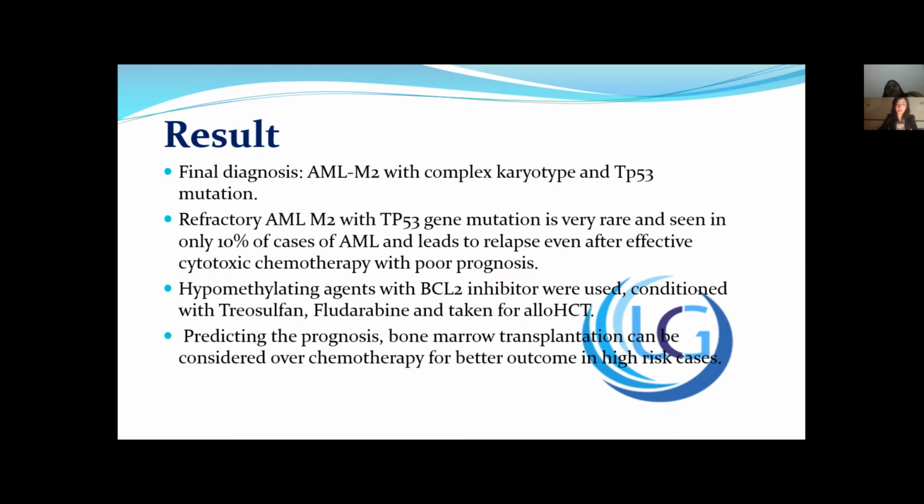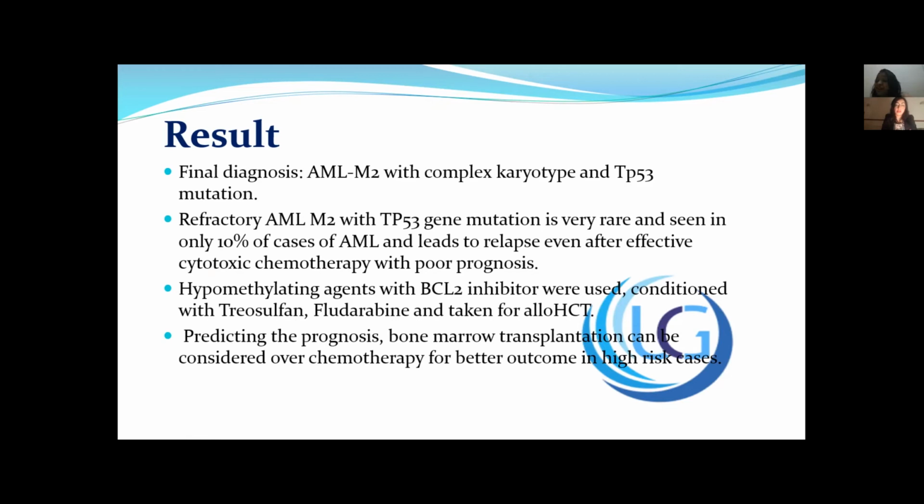Coming to the result, the final diagnosis is AML M2 with complex karyotype and TP53 mutation. To call AML, the blast percentage, the maturing percentage of blasts, should be more than 10%. And the presence of TP53, which is an unfavorable prognosis, and MRD will always be positive, with increase in relapse, is expected with complex karyotype.